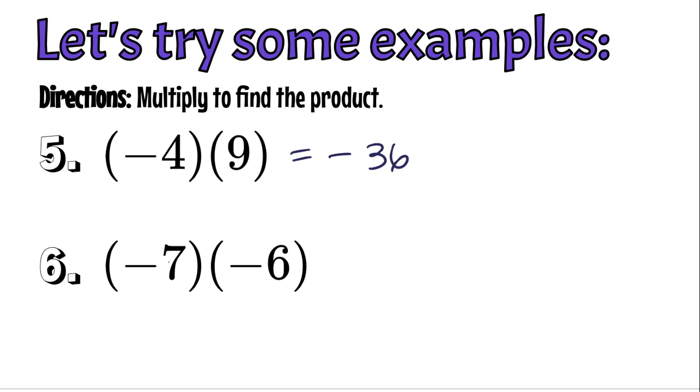In number 6, we have negative 7 times negative 6. Here we see we have a negative times a negative. Here the signs are the same. So when the signs are the same, we end up with a positive product. And 7 times 6 is equal to 42. So negative 7 times negative 6 is 42.